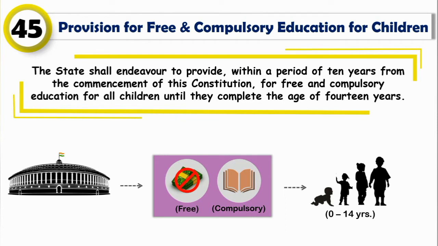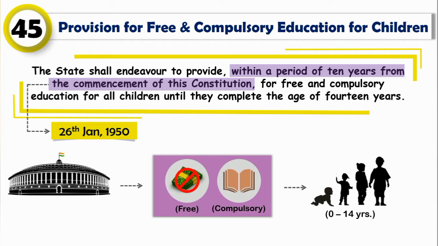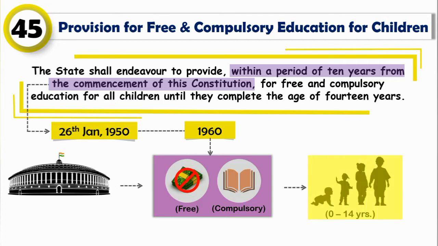But while adding this article to the Indian Constitution, for the very first time, the founding fathers of the Constituent Assembly had set a time limit for the states to take action on this particular thing. That time limit was of 10 years. As you can see, it is mentioned in the article that within a period of 10 years from the commencement of the Constitution. Commencement date is 26th January 1950, the date on which Constitution of India was legally enforced. And within 10 years from that date, that is by the year 1960, state had to take steps towards providing free and compulsory education for children between 0 to 14 years of age.